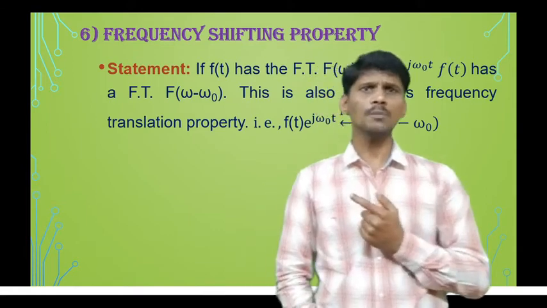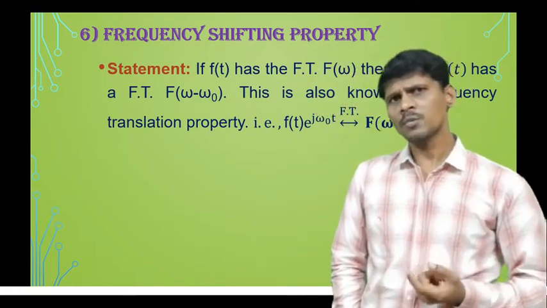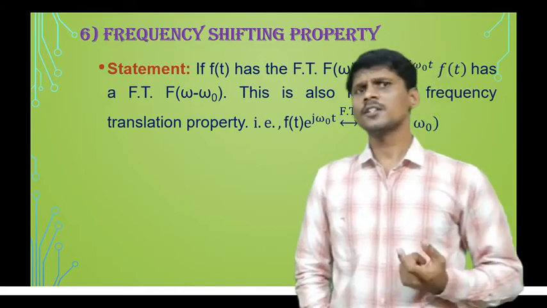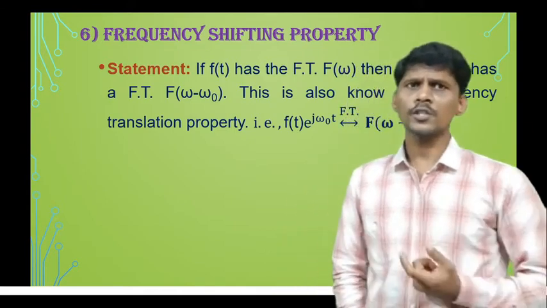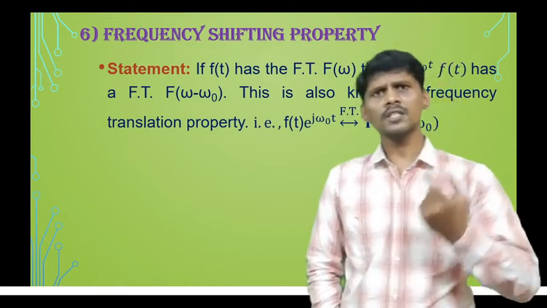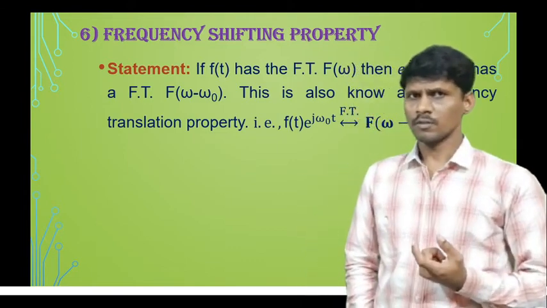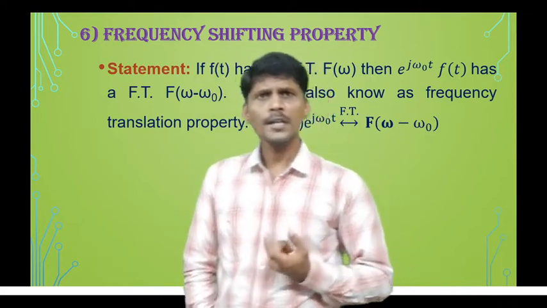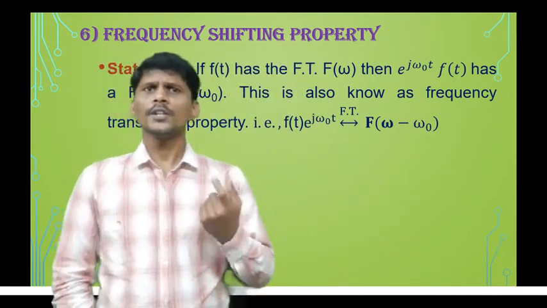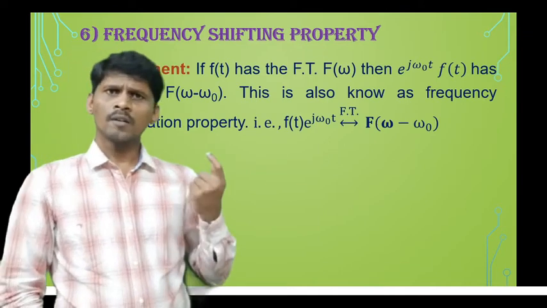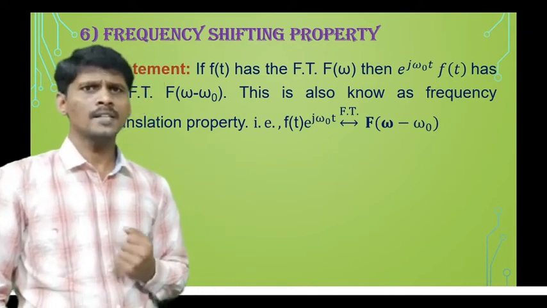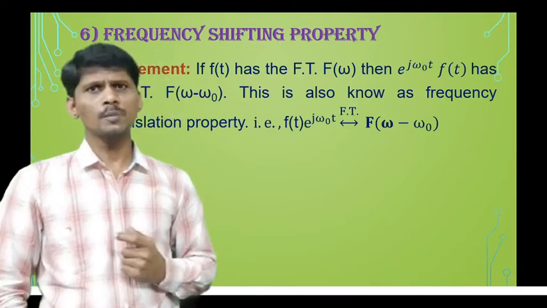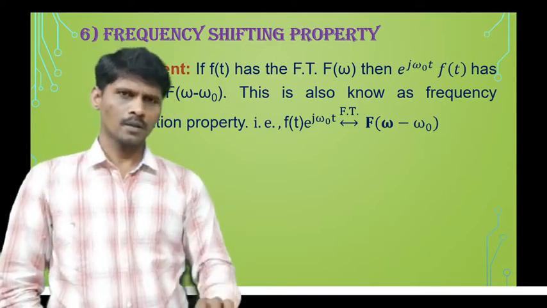In the time shifting property, what is the translation amount? T naught is the translation amount; it is shifted by t naught. Now in the frequency shifting property, omega naught is the shifted amount. That is, Fourier transform of f of t into e power j omega naught t is F of omega minus omega naught. This is the statement of the frequency shifting property of Fourier transform.